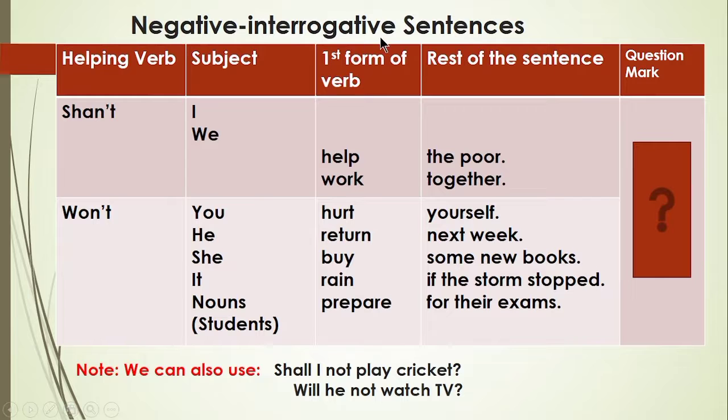Next we have negative interrogative sentences. For negative interrogative we make a contraction of shall not or will not, then the subject, then the main verb, and then the rest of the sentence, finally the question mark. For example, shan't I help the poor, or shan't we work together, or won't you hurt yourself, or won't he return next week, won't she buy some new books. But remember, this structure is very common in spoken language. When it comes to written language, we normally use the full form, like shall I not play cricket, or will he not watch TV. So that is more common in written language, while the short form is more common in spoken language.